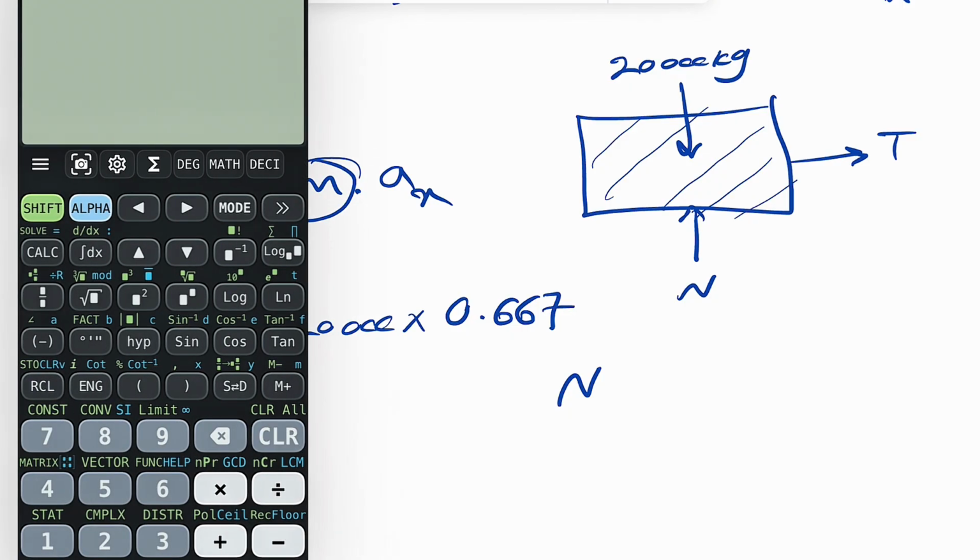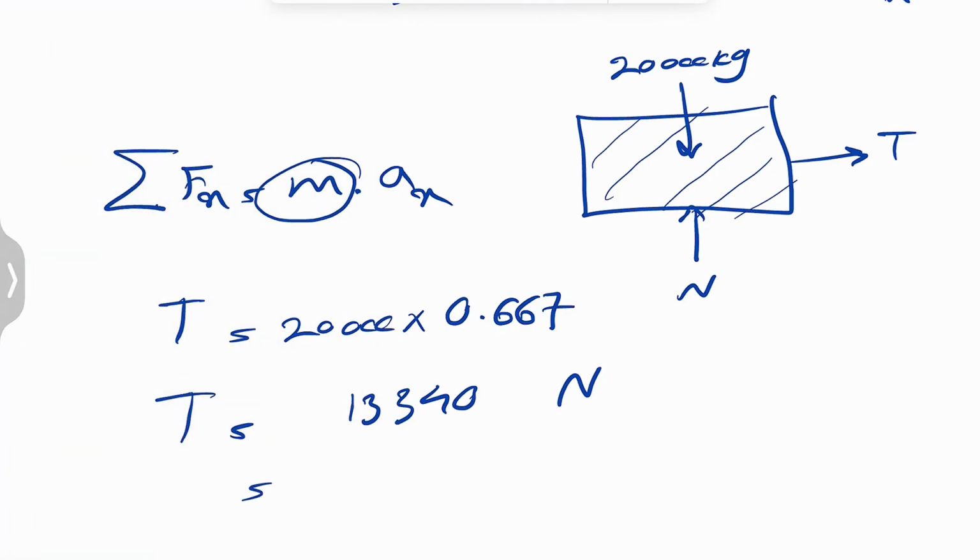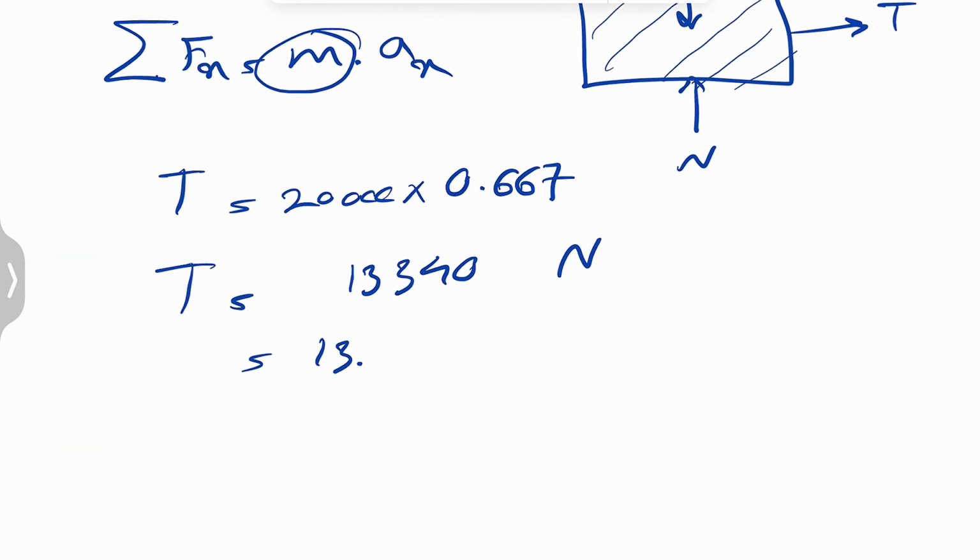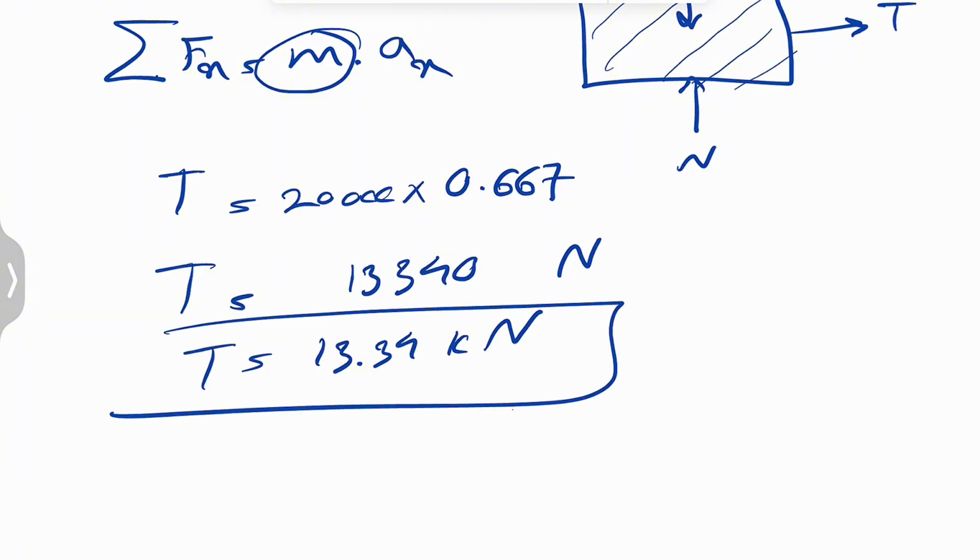Let's see what we get. 20,000 times 0.667 is about 13,340 newtons, or if you want to report it in kilonewtons, 13.34 kilonewtons, and that is the final answer for this question.